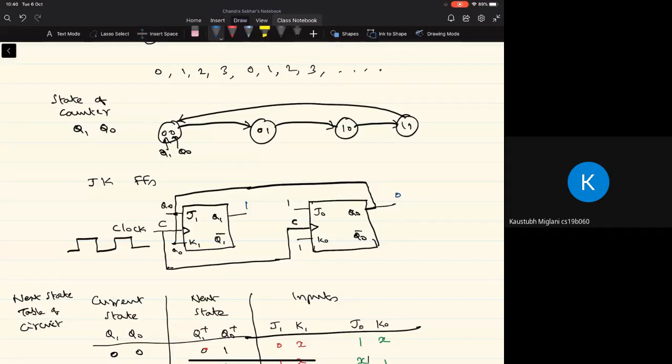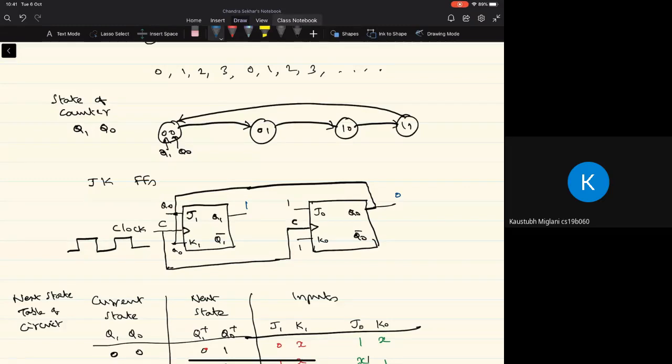That's what we wanted. Now if it is 1, 0, what will happen? J and K are 0, 0. So it will continue to be 1 for Q1, whereas Q0 will change to 1. So it will go from 1, 0 to 1, 1. And when the current state is 1, 1, J1 is equal to 1 and K1 equal to 1. So Q1 will toggle, so it will become 0, and Q0 will also toggle. So it will go to 0, 0. So we see that the behavior of the circuit will be as specified in this state transition diagram.